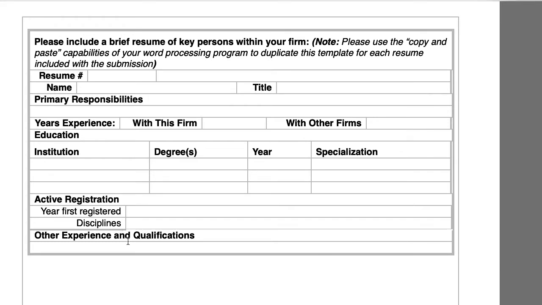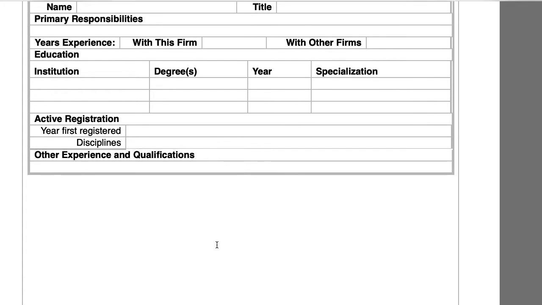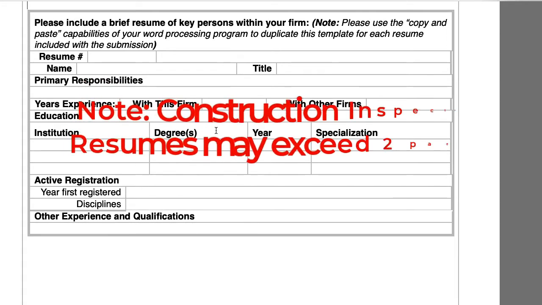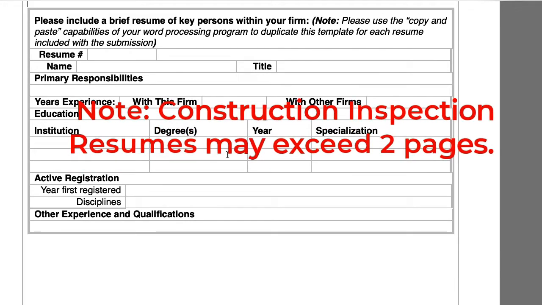We have the disciplines and other qualifications section. What you would do is copy and paste this template for the individuals as needed. Something to keep in mind is that the resume template should not exceed 2 pages for any individual. Okay, so this could get kind of long. It's going to stretch as you fill it in. It shouldn't exceed 2 pages for any individual.